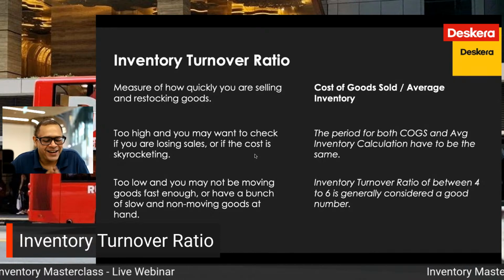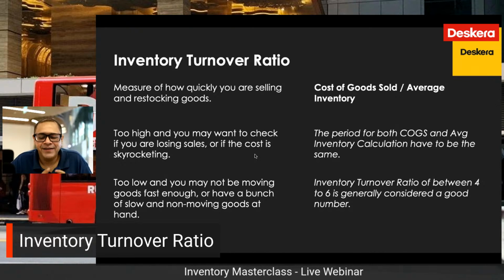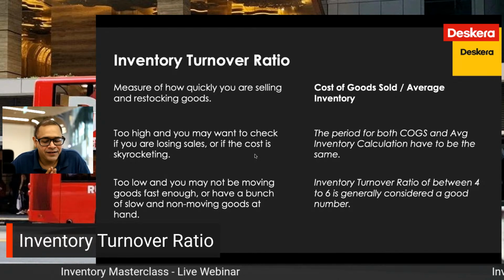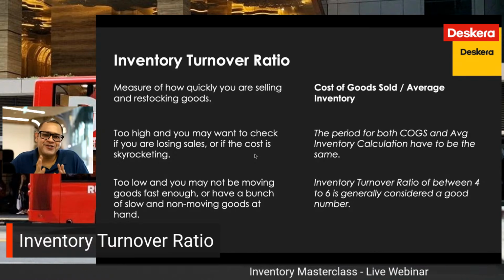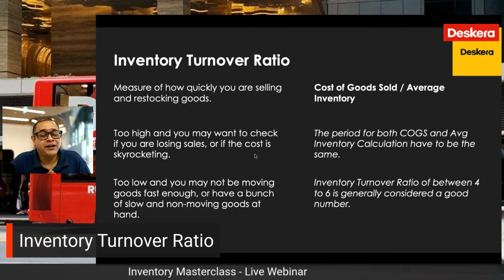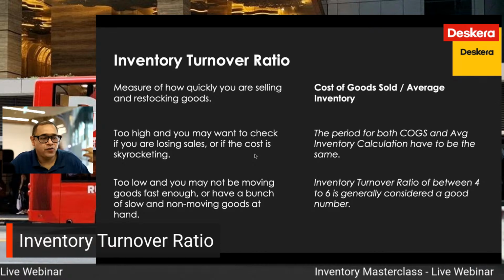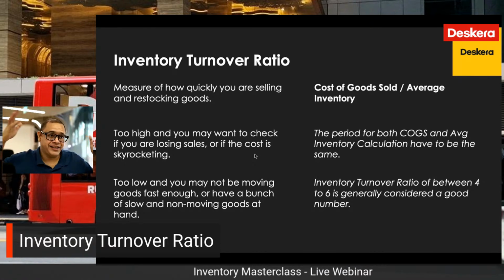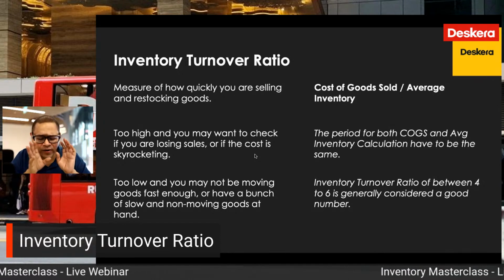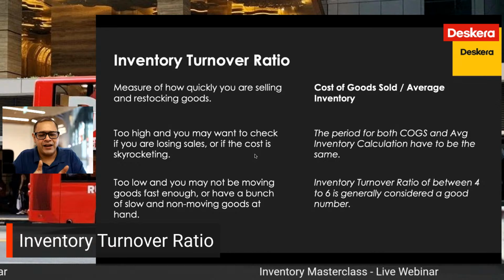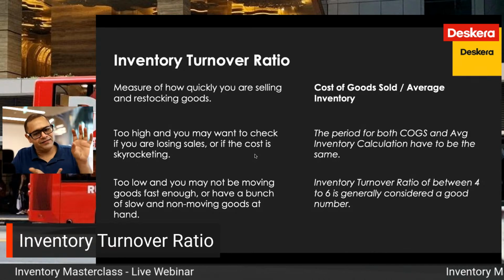Right. So yeah, inventory turnover is a measure of how quickly you're selling and restocking goods. So you're absolutely right there. But like every other thing in life, too much or too little is bad. What you want to do is strike the right balance. If you see numbers skewing to a very low value or a very high value, then you should double check as to what is going on, right? So before we go into that, let's quickly look at how it is calculated. It's quite simple. It's cost of goods sold, which you already know how to calculate, divided by average inventory.